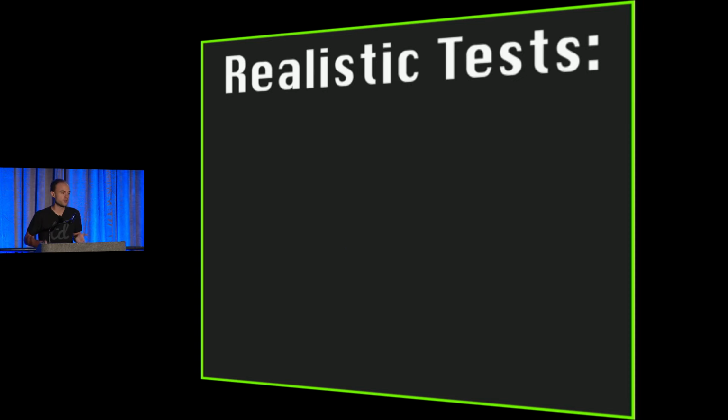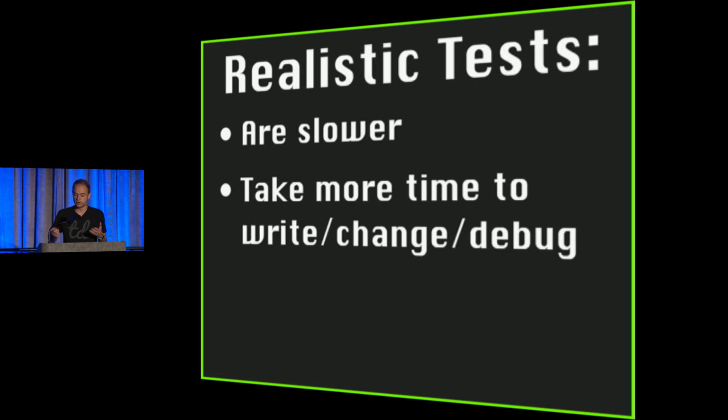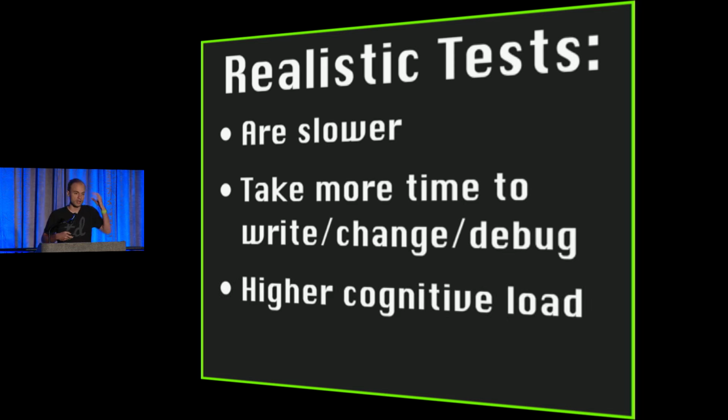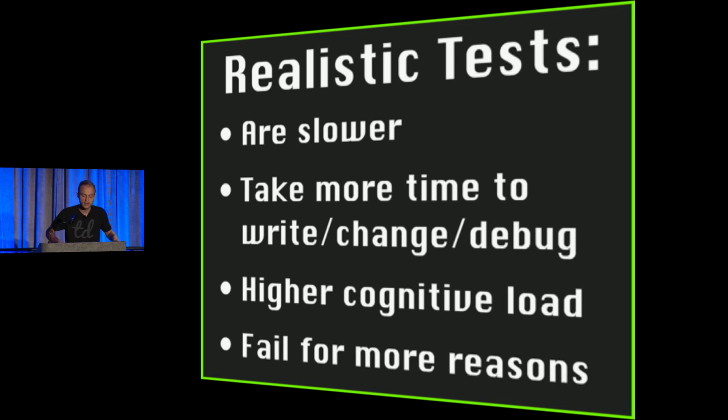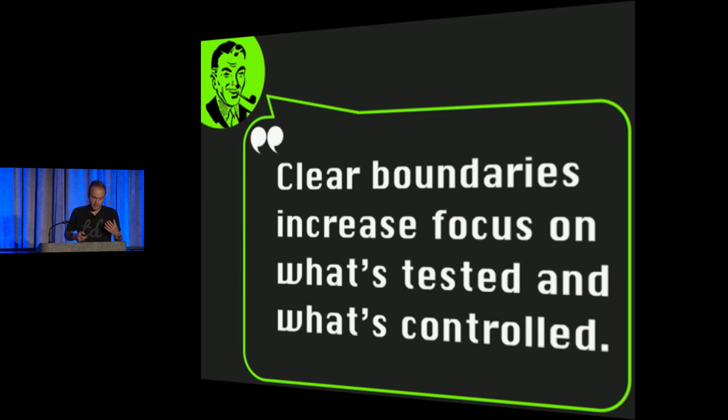The reason this is a problem is that realistic tests are much slower. They take more time to write, to change, to debug. They require more cognitive load. You have to have the entire system in your head to understand what's going on. And they fail for more reasons because there are so many moving parts. So what I find is that setting really clear boundaries between what's being tested and what we're controlling for helps to increase focus and helps to increase teams' ability to communicate the purpose of their tests.